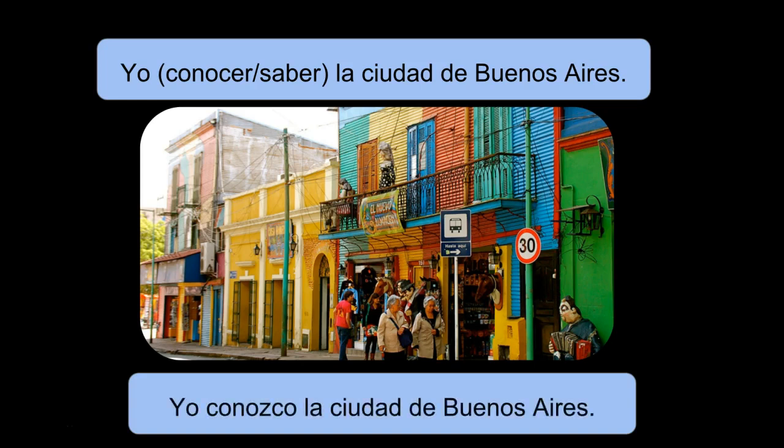Yo conozco la ciudad de Buenos Aires. So you're familiar with cities, right? So that's why it's conocer. Y Buenos Aires es la capital de Argentina.